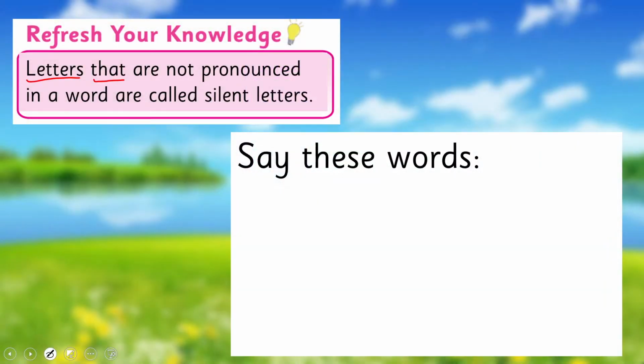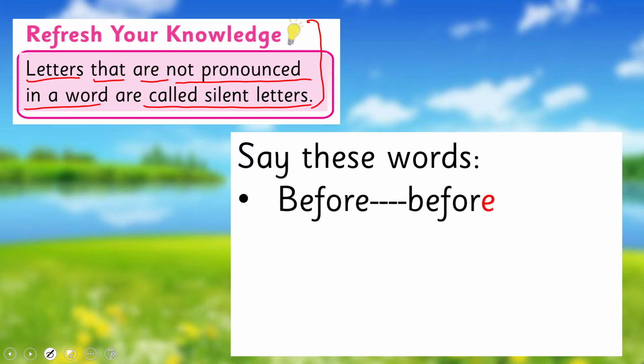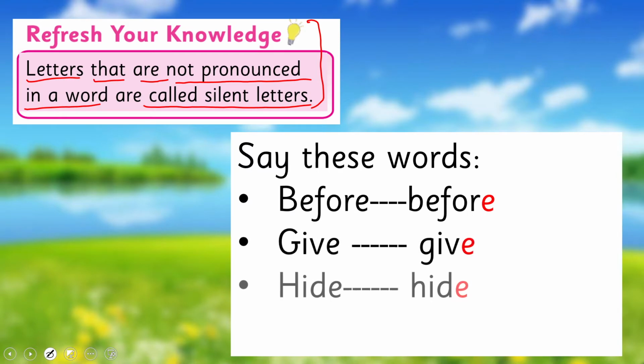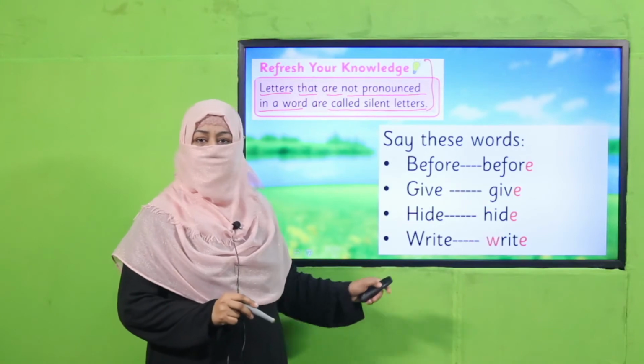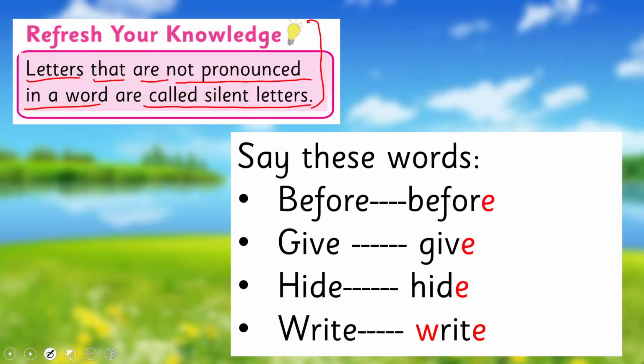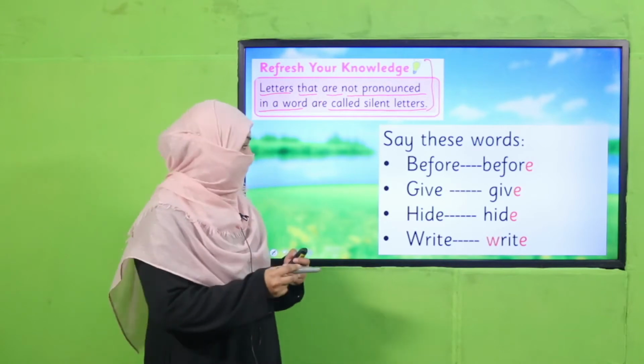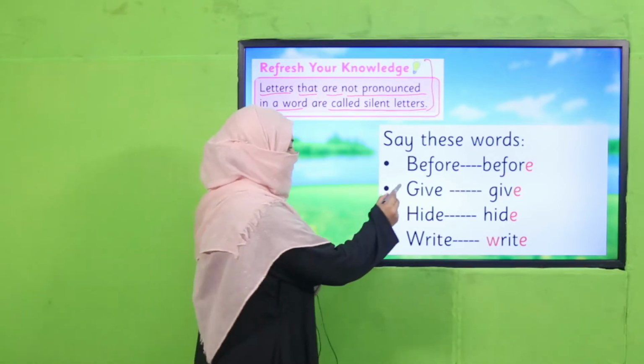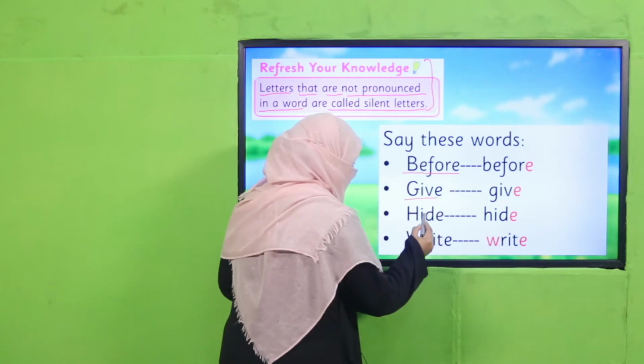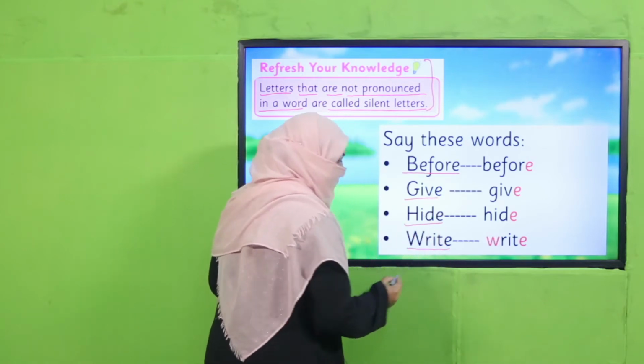The letters that are not pronounced in a word are called silent letters. This is a concept we already know. Now I want you to say these words. I'm going to show you a few words. Teachers, kindly pause the video, make the children say these words. Yes, my dear children, I hope you have pronounced these words correctly. This is before, give, hide, write.